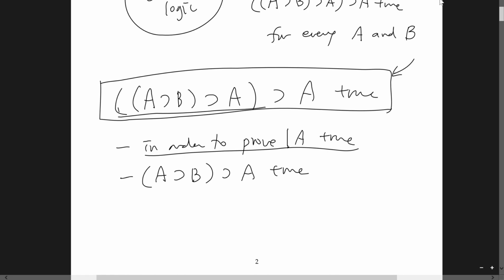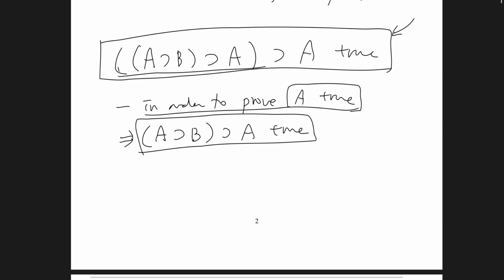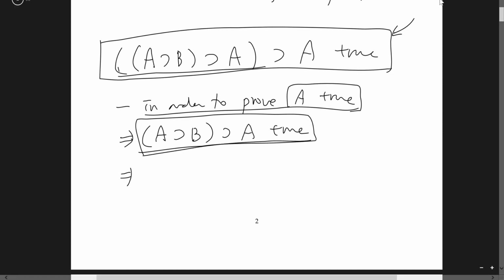We started with the goal of proving A true. Now the goal is to prove this judgment. But the interpretation of this judgment is: assume A implies bottom true for any proposition B, and then prove A true.